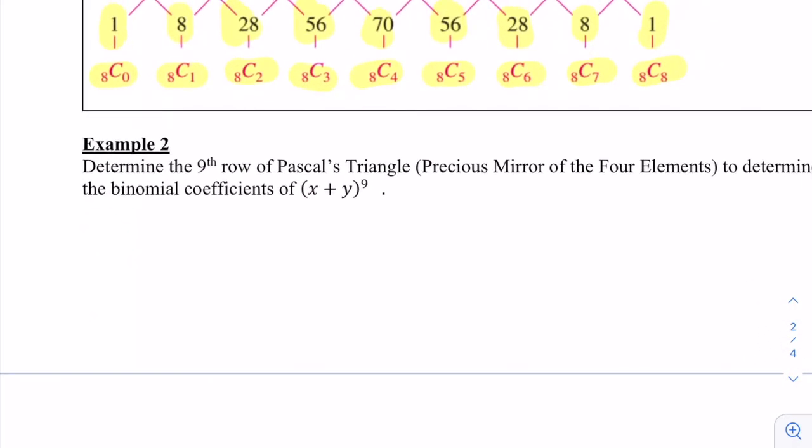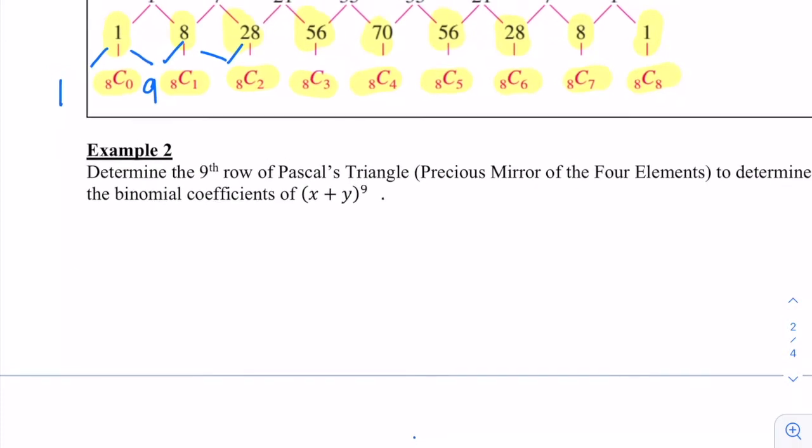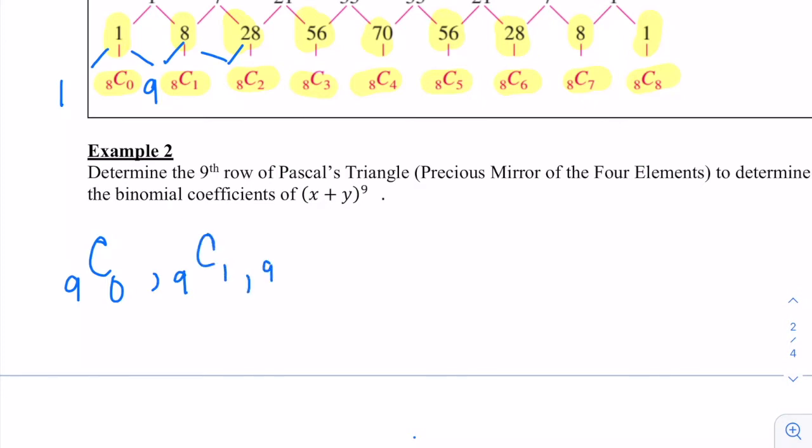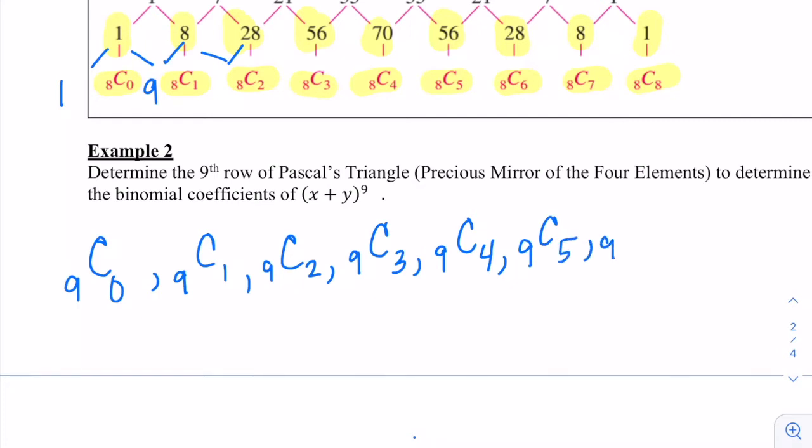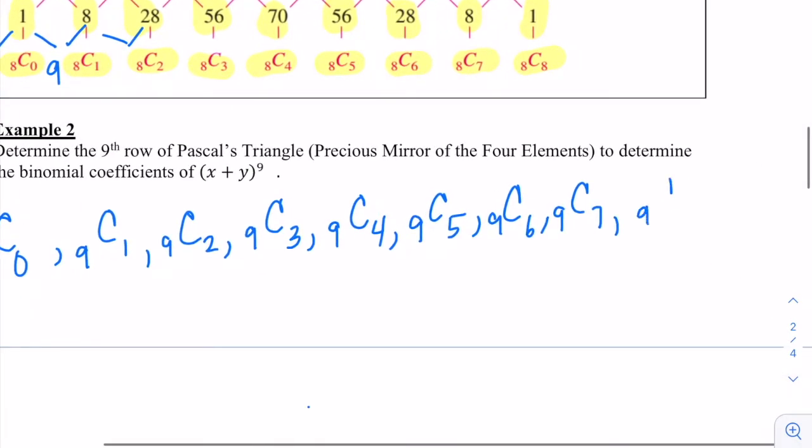Now let's look at the 9th row. We can use Pascal's triangle, and you can add these together, or we can rewrite them with the definition. So we have 9 choose 0, I'll just use a comma here, 9 choose 1, 9 choose 2, and then just keep going until I get to 9 choose 9, if I can fit it on this page. Might run out of room here. And then 9 choose 9.